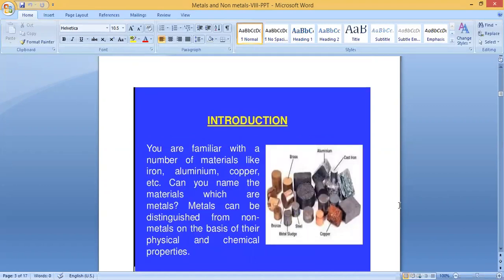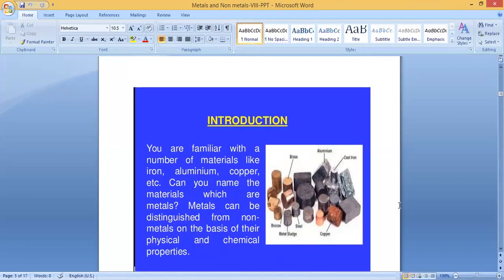Here, same thing. You are familiar with a number of materials like iron. It's very common, iron nails. Our window is made up of iron. Then aluminum vessels, copper wire you can see inside the cable, etc. Can you name the materials which are metals? Metals can be distinguished from non-metals on the basis of their physical and chemical properties. That's what I told. First, you should learn the physical and chemical properties of metals and non-metals, and then you can distinguish or separate them easily.